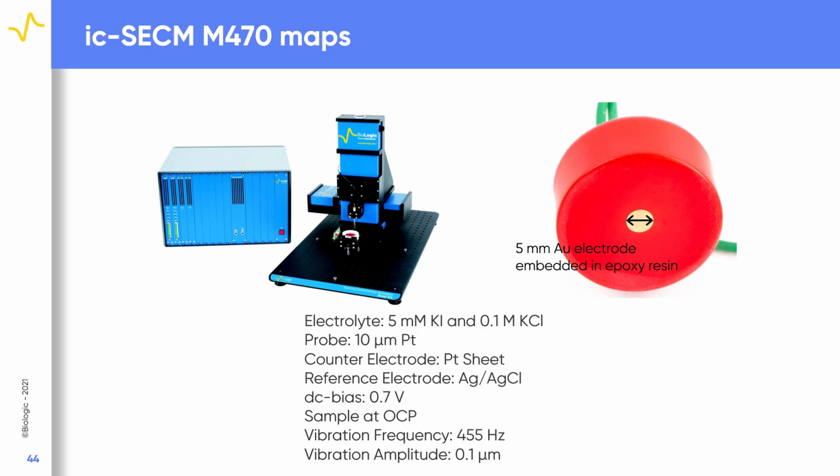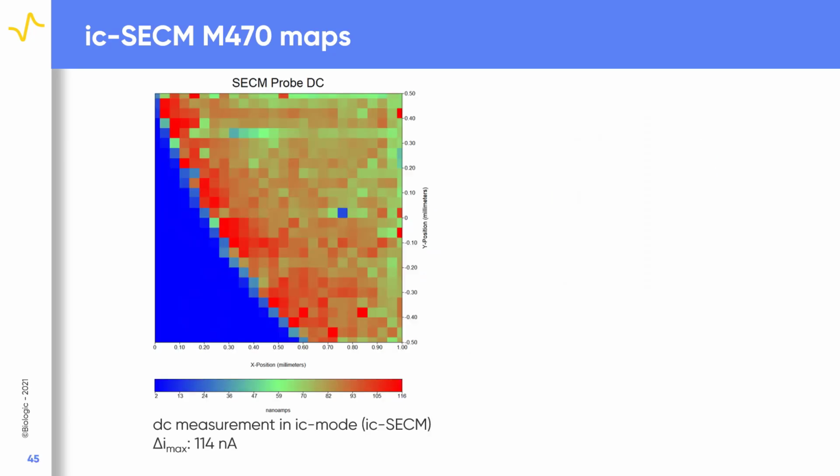The probe was biased at 0.7 volts, while the sample was at OCP and disconnected from the potentiostat. The probe was vibrated at 455 Hz in bulk with a vibration amplitude of 0.1 microns. We now see the DC current result of the ic-SECM measurement of the gold test sample. Notice the clear distinction between the resin and the gold, with the maximum current difference of over 100 nanoamps. Also notice that there is no apparent tilt in the measurement.